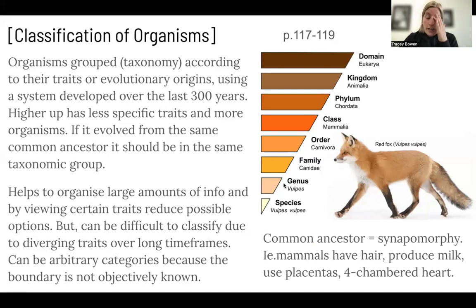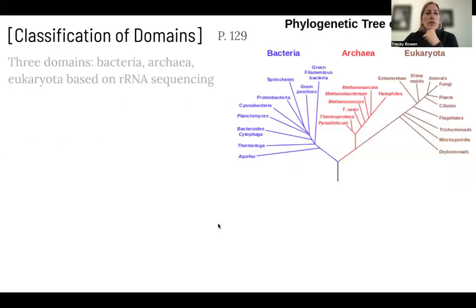So if it has a common ancestor and has similar characteristics throughout that grouping, this is called synapomorphy. An example of this would be mammals. Mammals have hair, they produce milk, they use placentas, and they have a four-chambered heart. And so that's a class. Mammals are a class, and all mammals in that class are going to have these synapomorphous traits, and they would be these four.